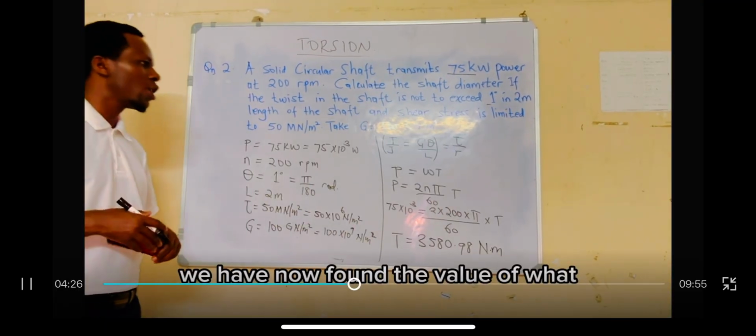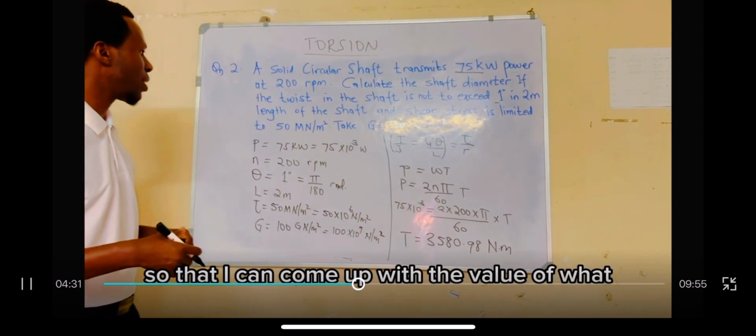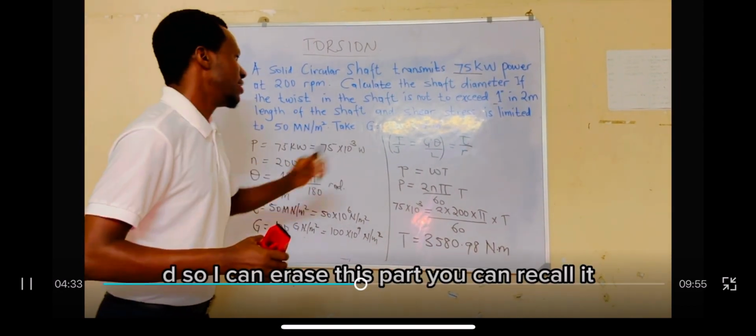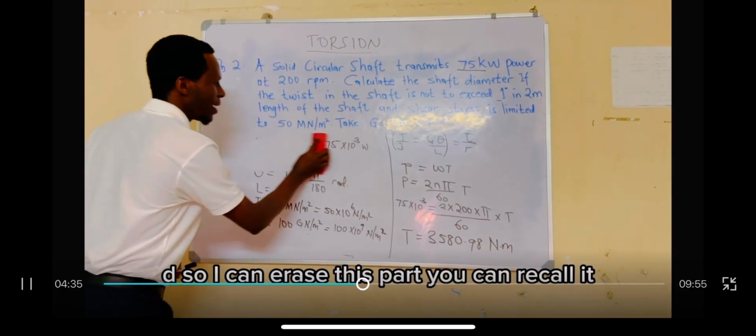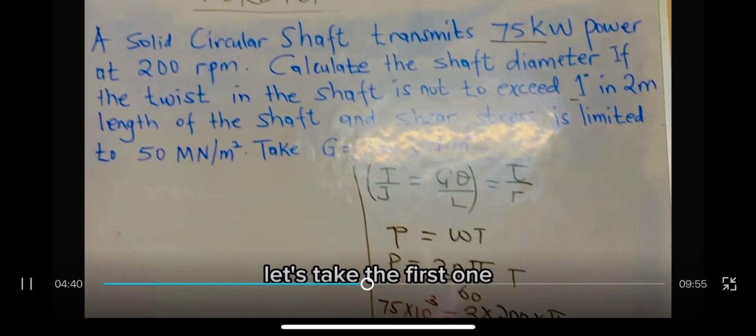We have now found the value of T. I can now substitute in any of these expressions so that I can come out with the value of D. So I can erase this part. Alright, let's take the first one.